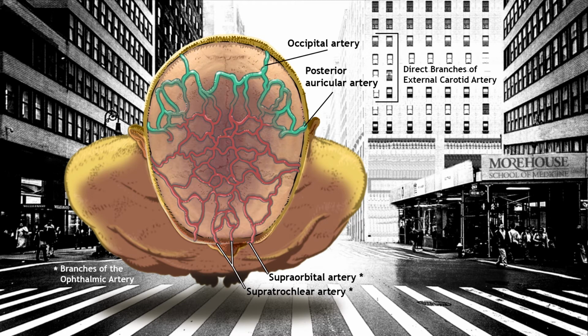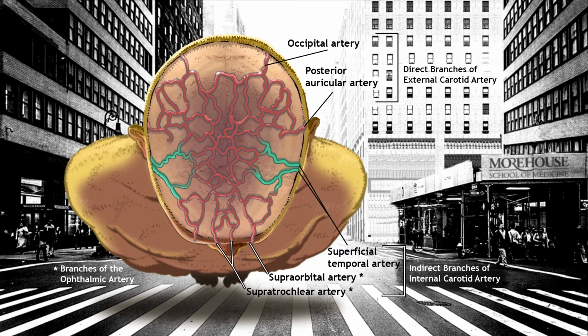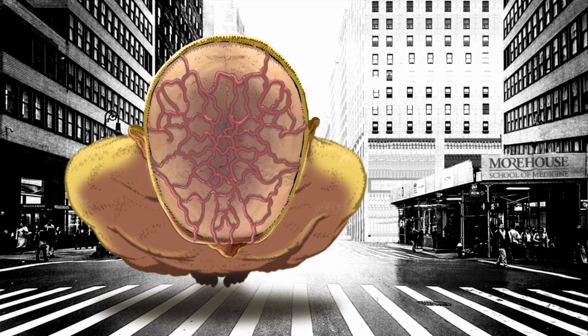The posterior auricular and occipital arteries are branches off the external carotid which come up across the more posterior aspect of the scalp. The superficial temporal artery is one of the two terminal branches of the external carotid. That comes up across the temple, across the side of the head in front of the external ear, and finally terminates as anterior and posterior branches which spread across the sides of the scalp.